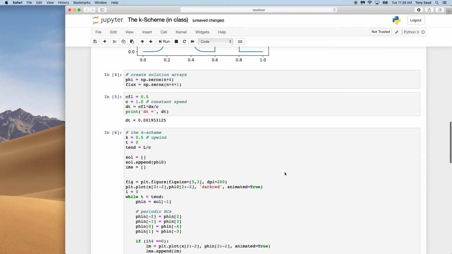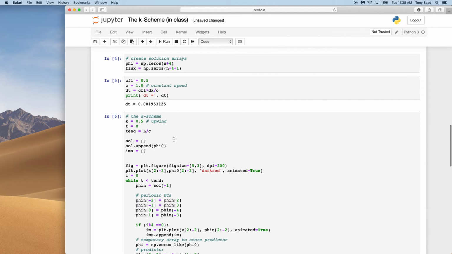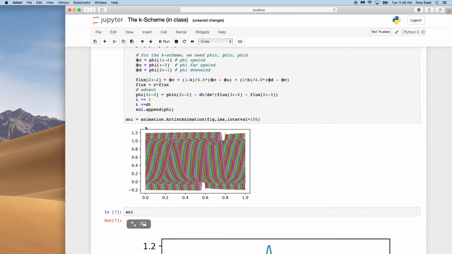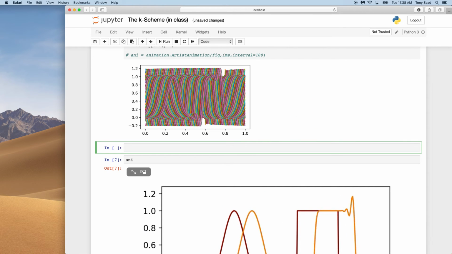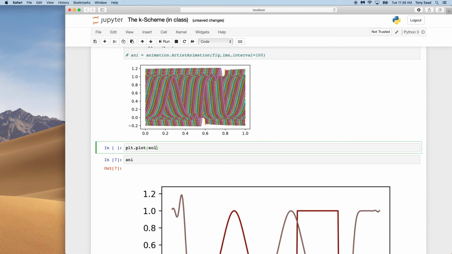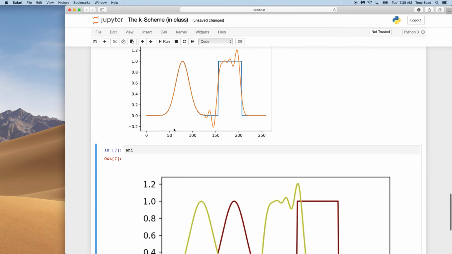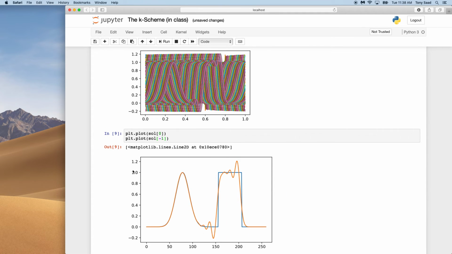So if we run it for L over C, the last value should be identical to the first value. So I'm going to plot plt.plot sol 0, and then plt.plot sol -1. That should give us essentially what happens when the signal does one residence time, goes through the domain once.